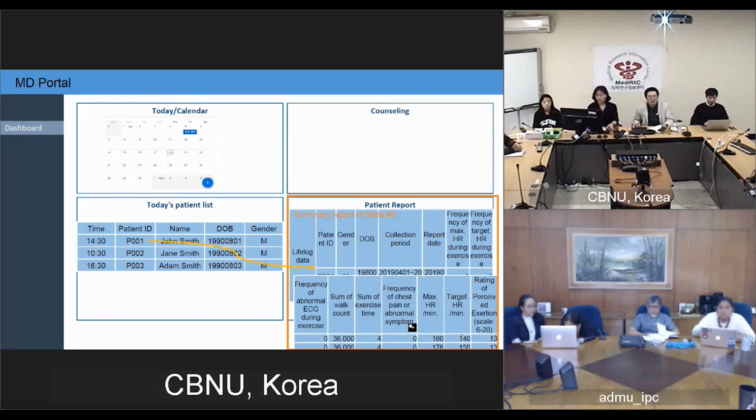And if there is something to look at, it will show. You're supposed to have some sort of highlight to indicate there are some abnormal signs, for example, frequency of abnormal ECG during exercise. Currently the value is 0, but if there are certain numbers, then it's supposed to have some sort of highlight to suggest that the physician look at it and then consider its implication.